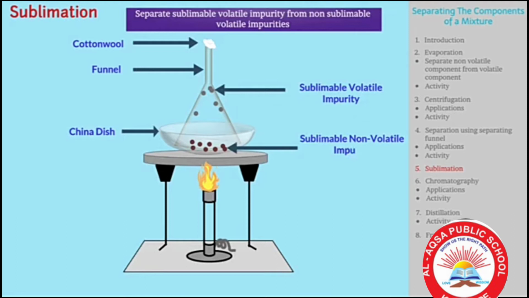This ammonium chloride will undergo sublimation. So when we are heating, ammonium chloride will change directly to gas and it will deposit at the sides of the funnel. So we will get ammonium chloride at the sides of the funnel and salt we will get in the china dish.